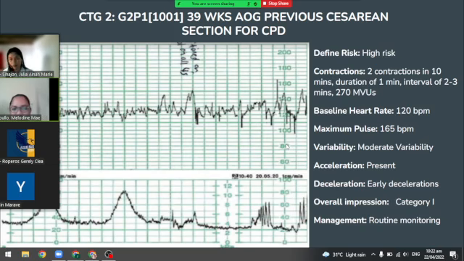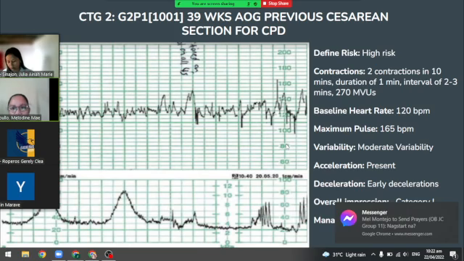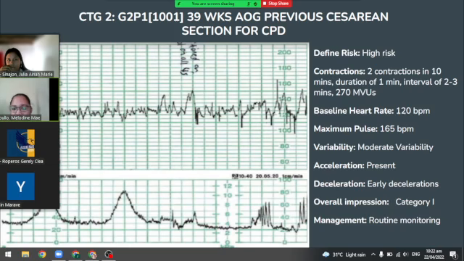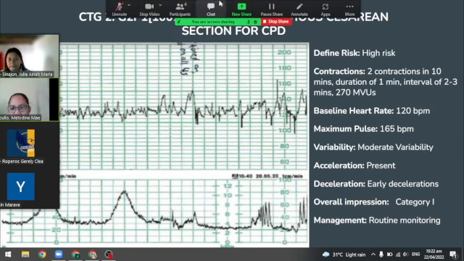Okay, for the CTG2 tracing, Gravida 2, para 1, 1001, 39 weeks age of gestation with previous cesarean section for cephalopelvic disproportion. So defined risk is high risk.